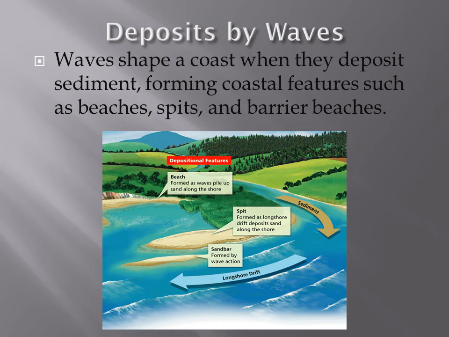Incoming waves carrying sand may build up sandbars, long ridges of sand parallel to the shore. A barrier beach is similar to a sandbar. A barrier beach forms when storm waves pile up large amounts of sand above sea level, forming a long, narrow island parallel to the coast.